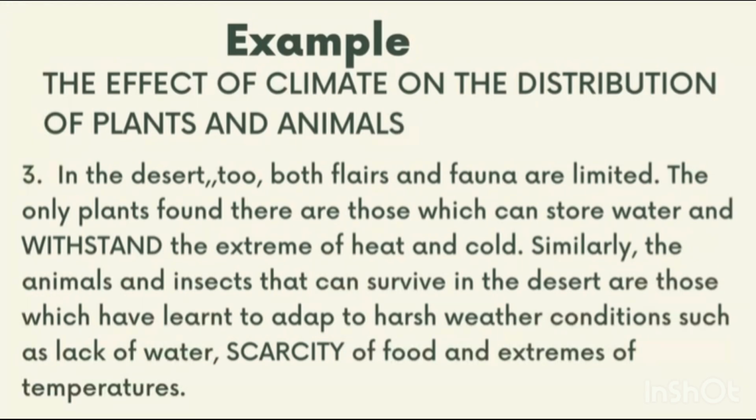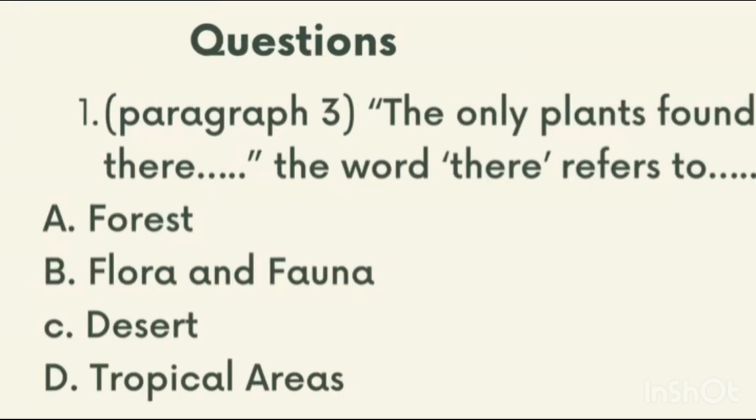Similarly, the animals and insects that can survive in the desert are those which have learned to adapt to harsh weather conditions such as lack of water, scarcity of food, and extremes of temperature. Have you seen the paragraph here? This is just an extraction from the main passage. Now let us look at the questions. Paragraph 3. Have you seen that? This means that the answer to this question is in paragraph 3.